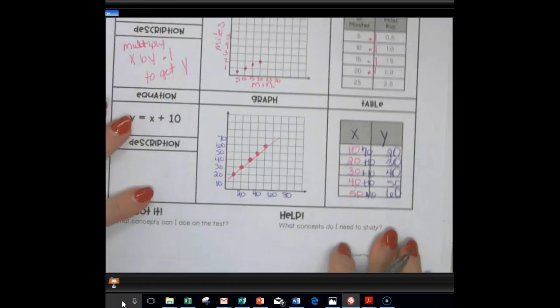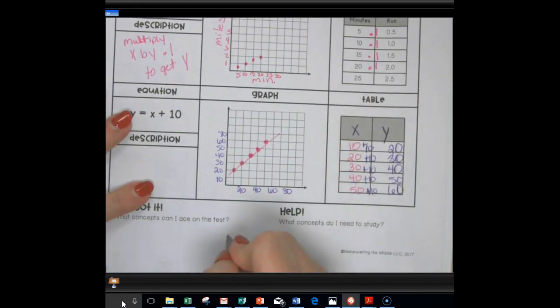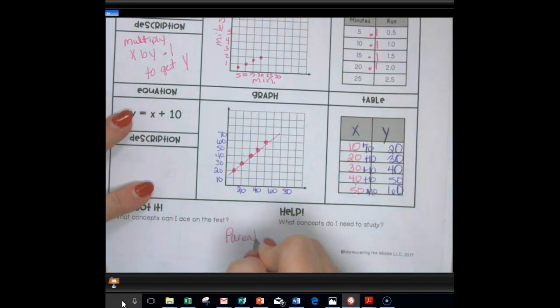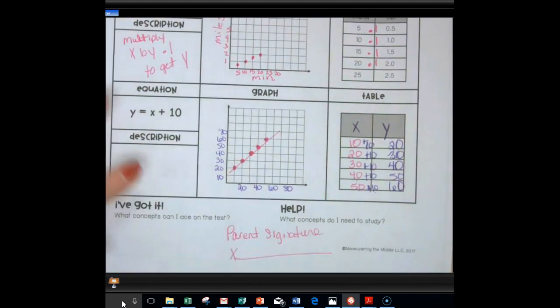Please study, review your notes, and review this, and get a parent signature for 5 bonus points. This has to be complete in order to get the bonus points.